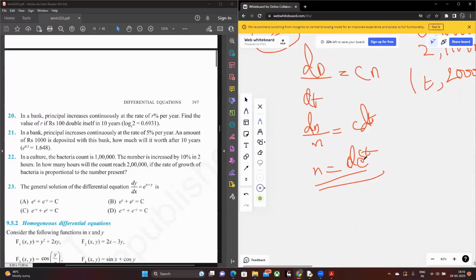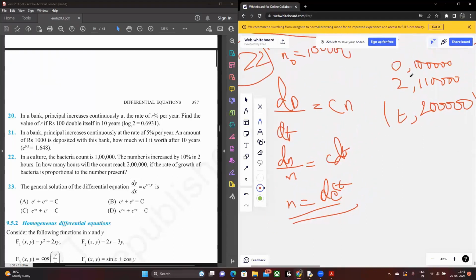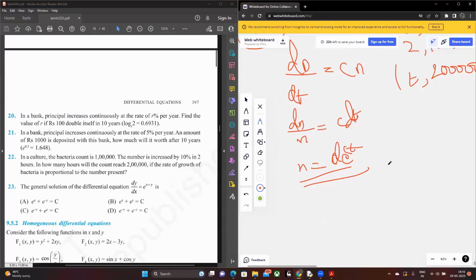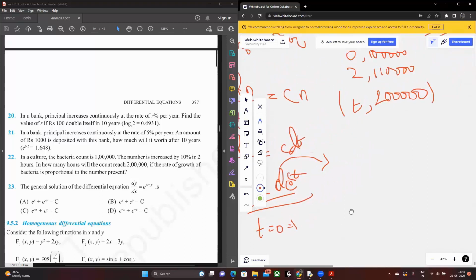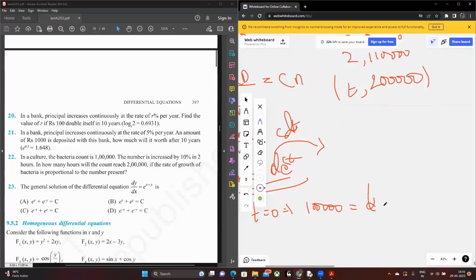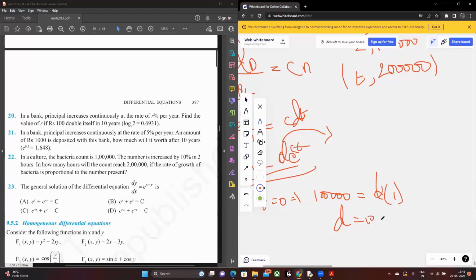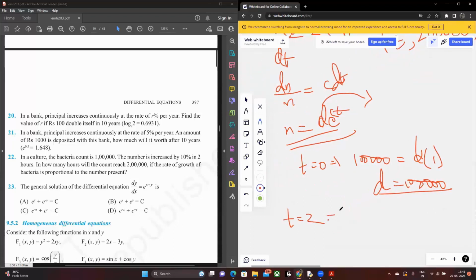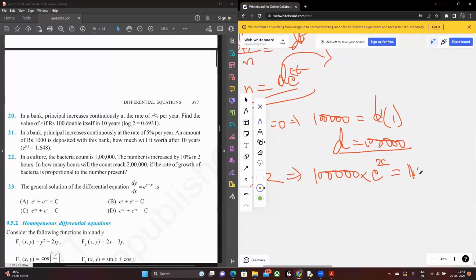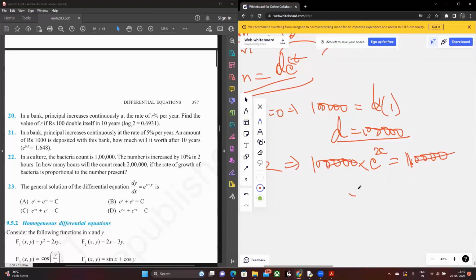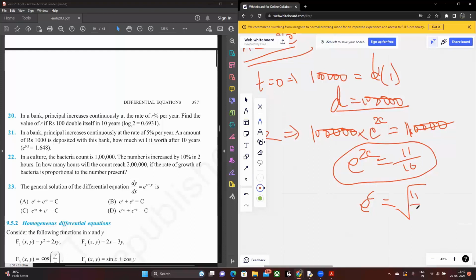Then you have two constants, right? If this is the case, at time t equals 0, e power ct is 1, so at t equals 0, you get 1 lakh equals D into 1, right? So D is equal to 1 lakh, right? At t equals 2 hours, of course, t is always in hours, N is 1 lakh into e power 2c. e power 2c is equal to 1,10,000 by 1 lakh. So you basically have e power 2c is equal to 11 by 10, right? And e power c is equal to square root of 11 by 10.